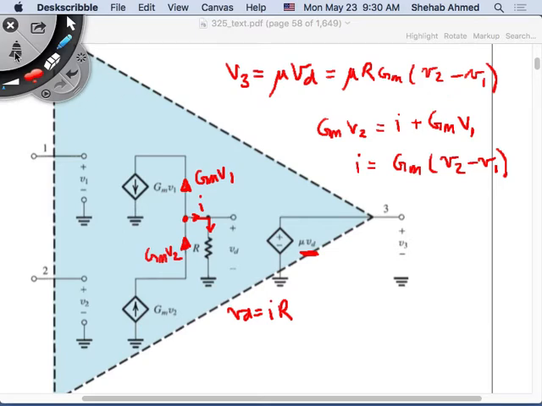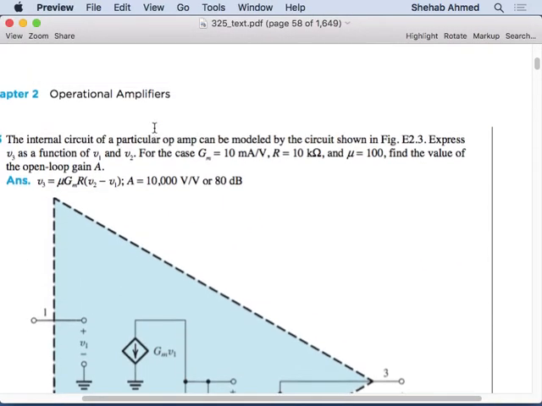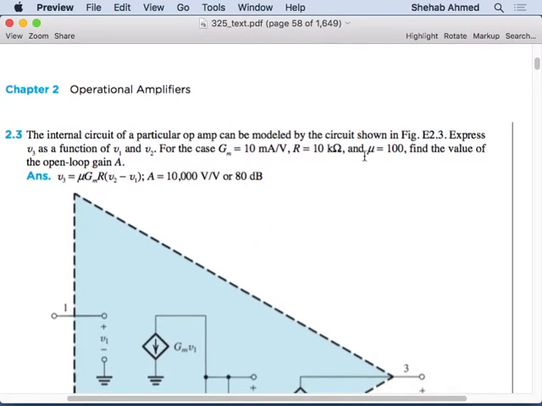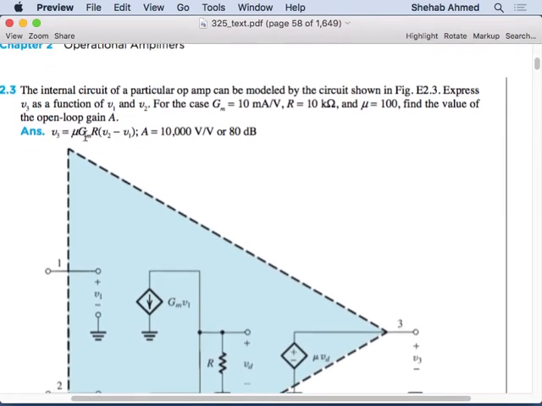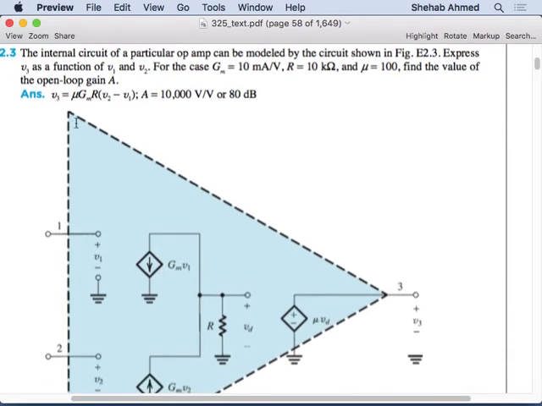I think so. Let's see. They're given, for the case of GM equal to so and so, R equal to so and so, mu equal to so and so, find the value of the open loop gain A. So this is the value of the open loop. This is V3, the output.